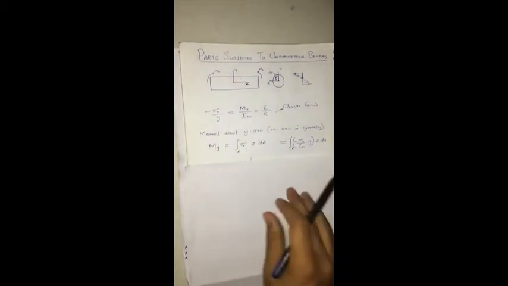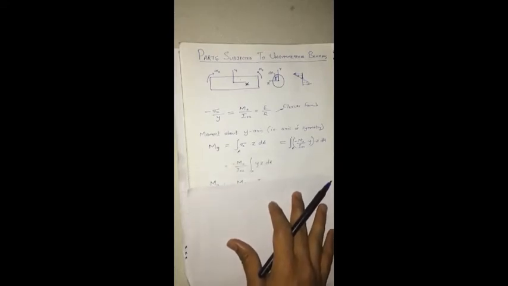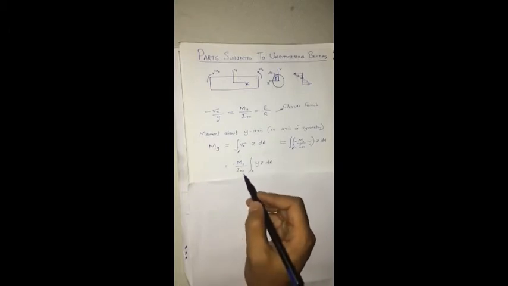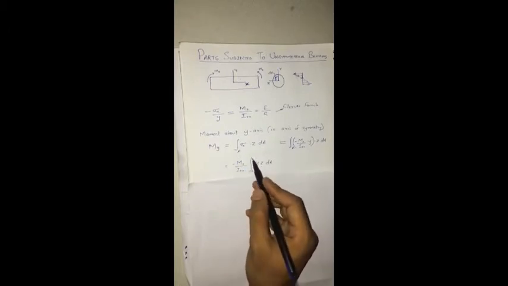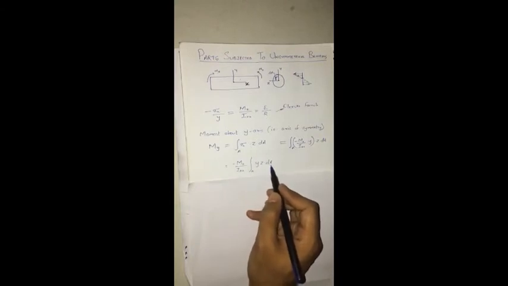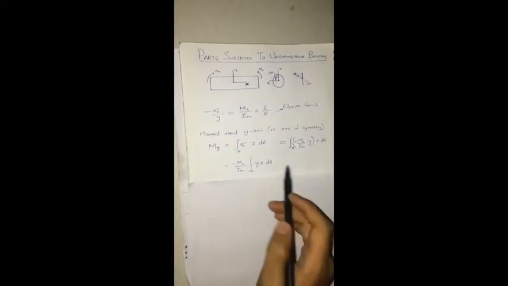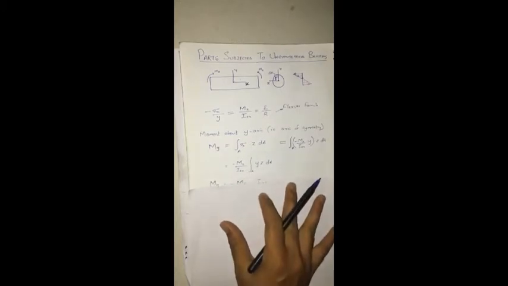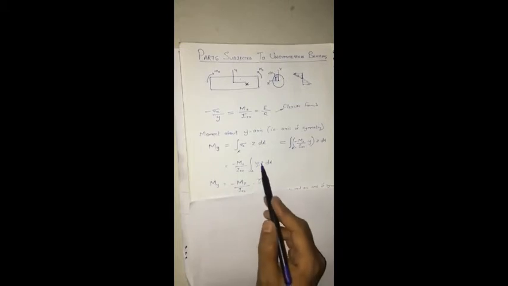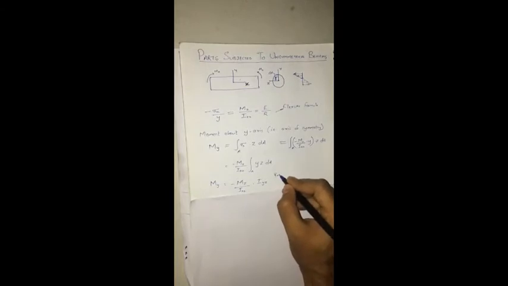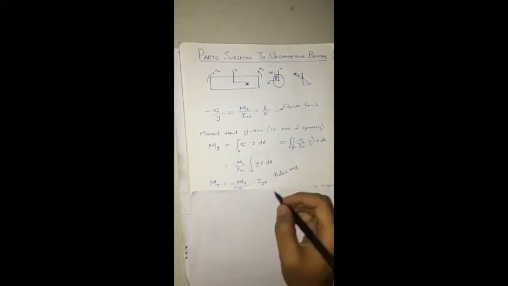We'll get this, and when we integrate it over the surface, over this entire area A, we will get Mz by Izz, which is a constant, and integration of yz with respect to dA over the entire area will give you a very familiar term, and this will give you Iyz. What is Iyz? Iyz is the product moment of inertia. Okay, and what is Izz? It is the simple moment of inertia.